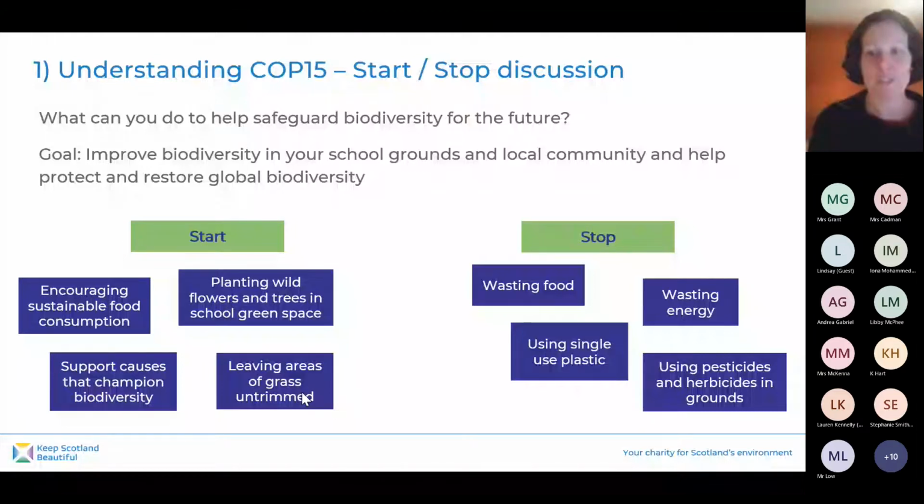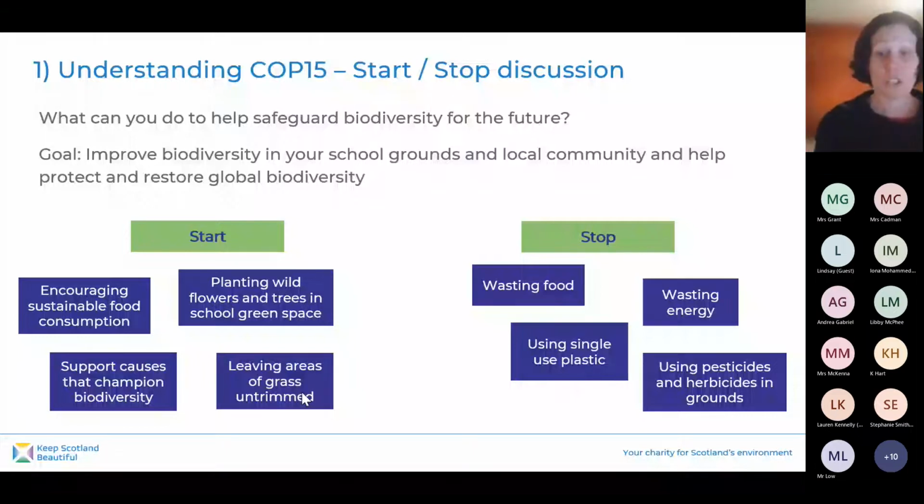Oh, and yet one of my favorites, write letters to politicians, because that's part of COP. We want the youth voice to be heard at COP15. So yeah, the more letters you can write to your local politicians, the better, to encourage them to push for the targets to be high and for them to actually be met as well. Because it's all very well and good making these targets. If they're not met, it's no good. So absolutely write letters.